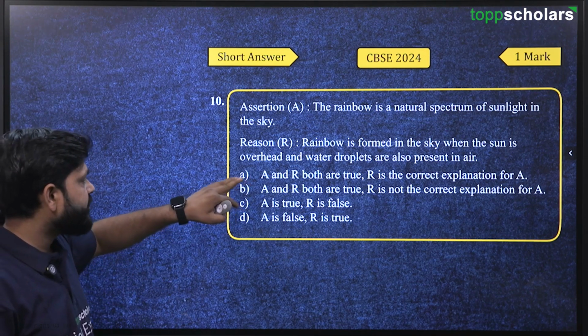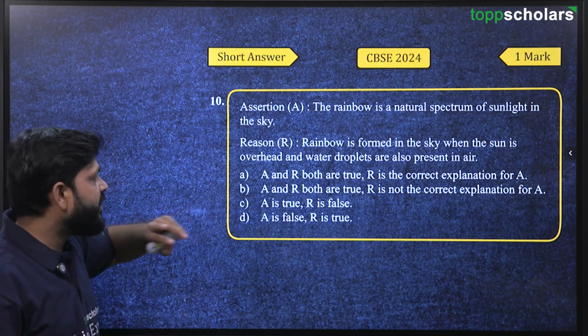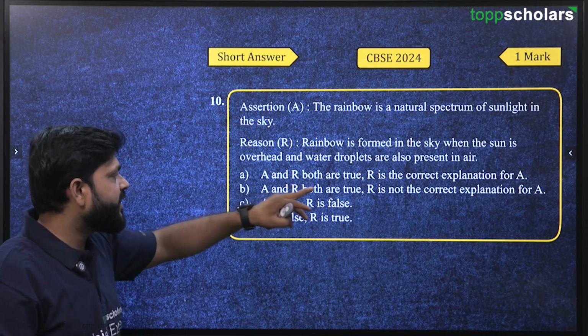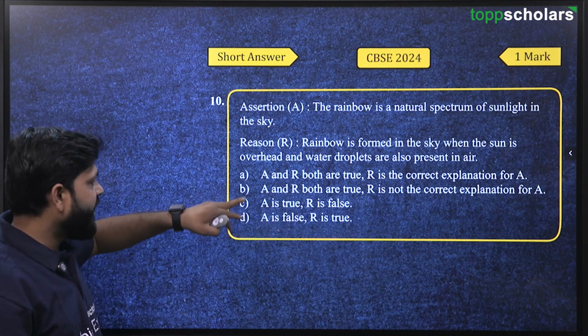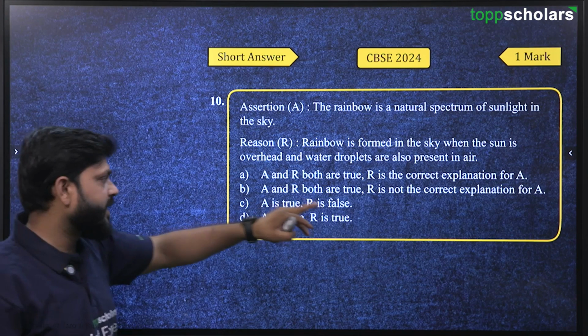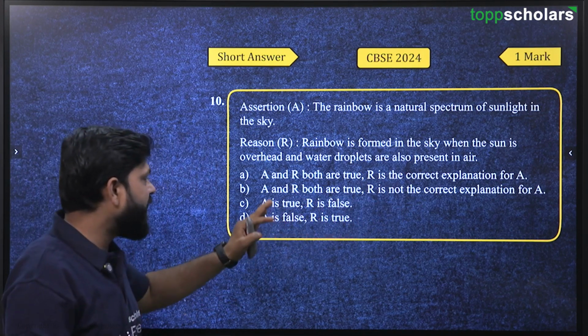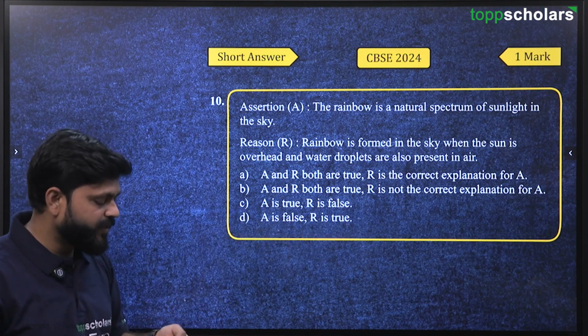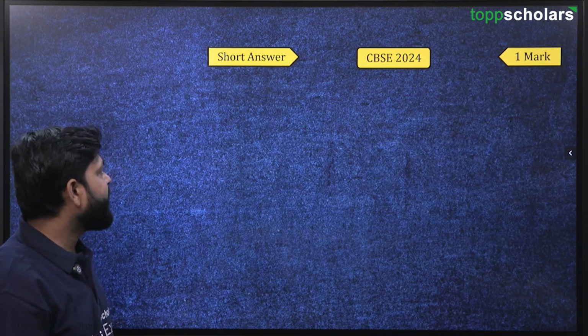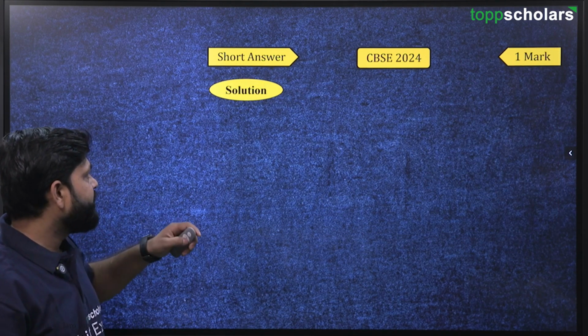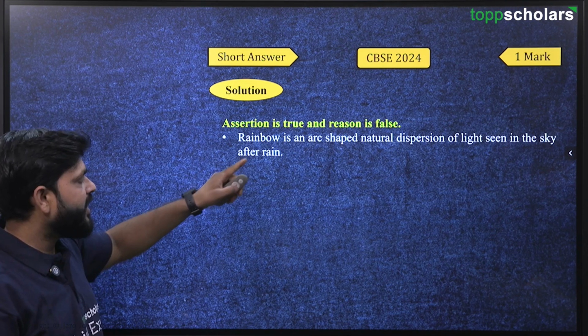See here, the options are: assertion and reason both are true and R is the correct explanation of A; A and R both are true but R is not the correct explanation of A; A is true, R is false; A is false, R is false. We are having 4 options here. So we can see here what? Assertion is true and reason is false.